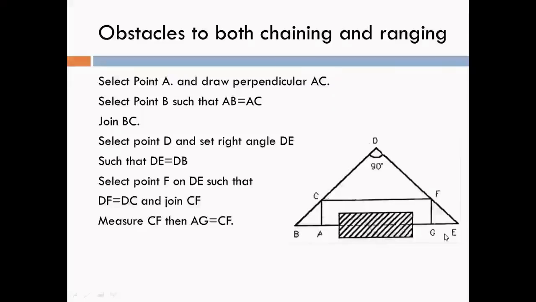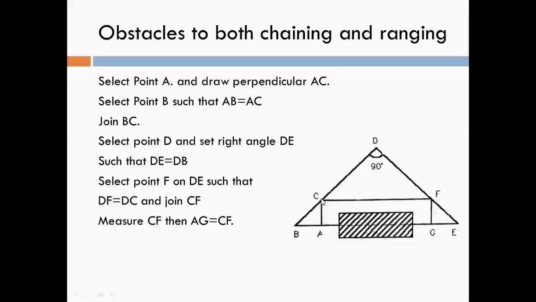See in figure, consider point A and B on one side of the building and draw line AC and select the point C. From point C, join C to B such that the length of line AC is equal to length of line AB. Means the triangle ABC is the equivalent triangle.